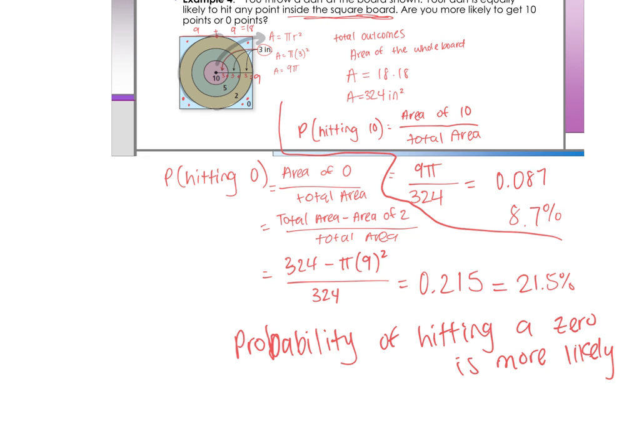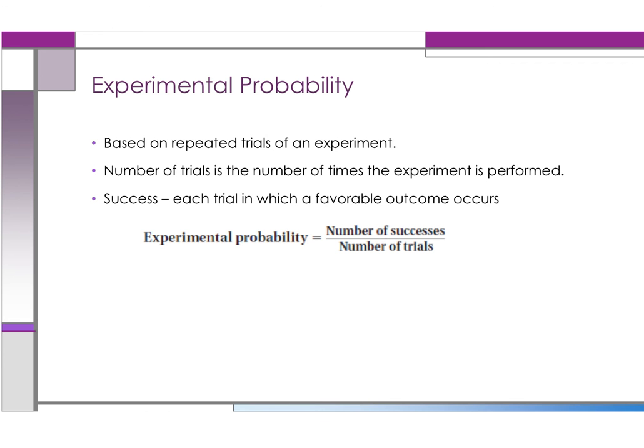Yes, Christian. It says in the instructions that experimental probability is based on repeated trials of an experiment. It's the number of trials. The number of trials is the number of times the experiment is performed. Success is each trial in which the favorable outcome occurs. So it's very similar to theoretical, but with theoretical, you're not actually performing the experiment. Experimental probability is the actual number of successes divided by the number of trials.